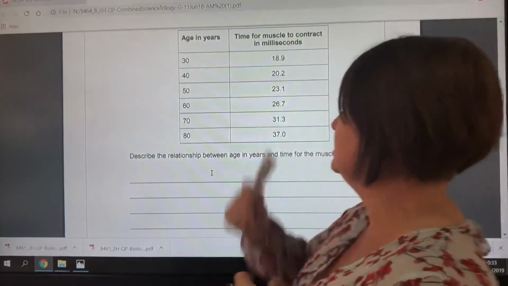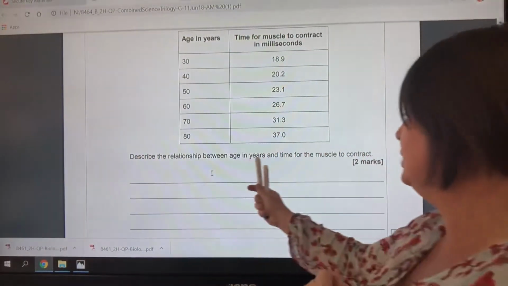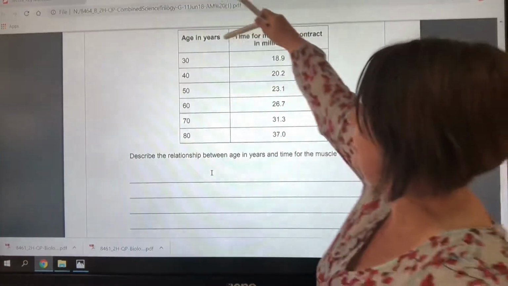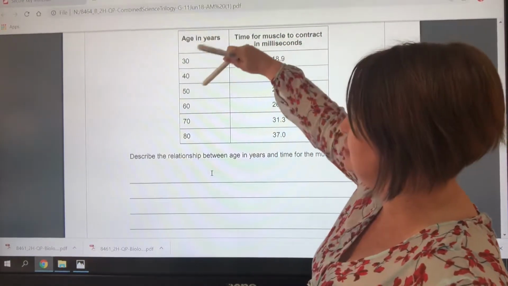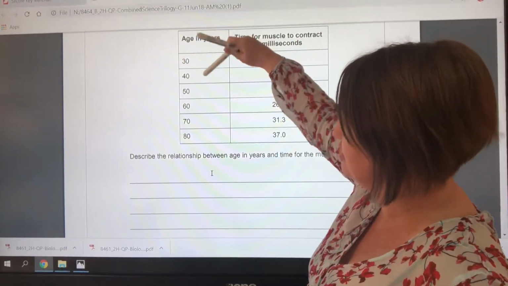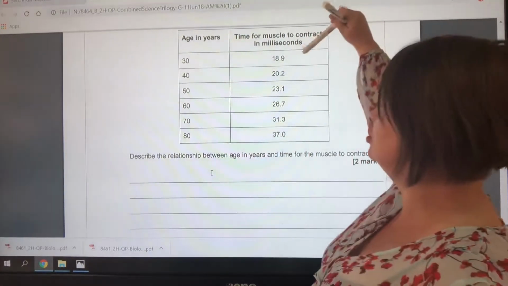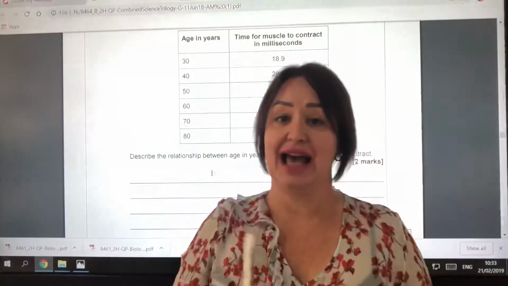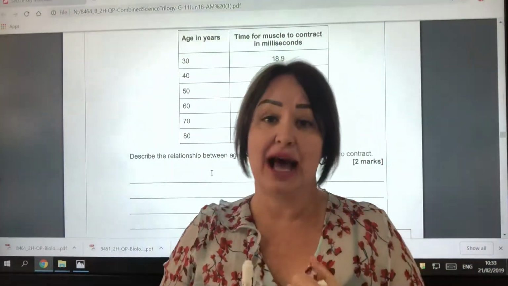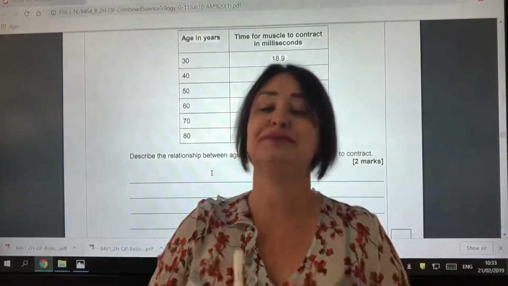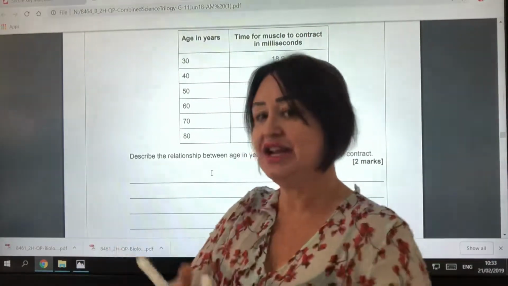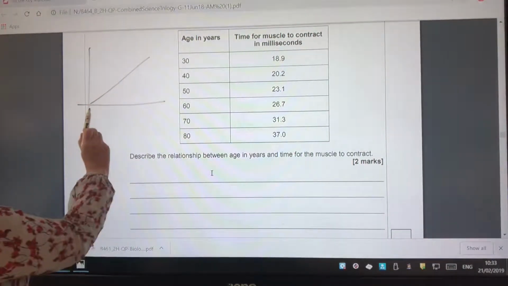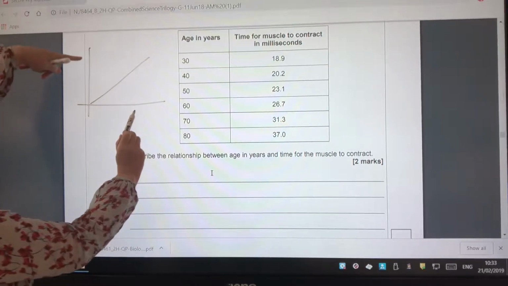This question is asking us, describe the relationship between age in years and the time taken for muscle to contract. Well, we can see that as the years increase by each 10 years, going from 30 to 40 to 50 to 60, so does the time for the muscle to contract. So if we just said, as age increases, the time for the muscle to contract increases, that would suggest that we have a graph something like this. As one increases, so does the other.